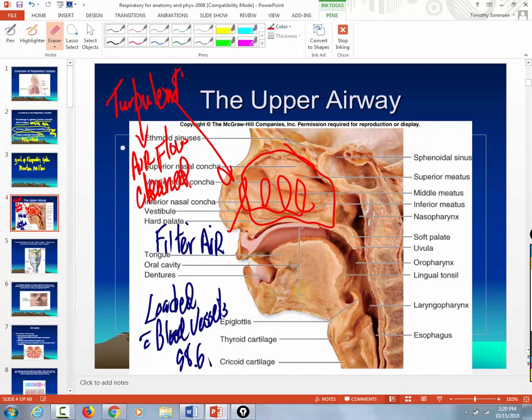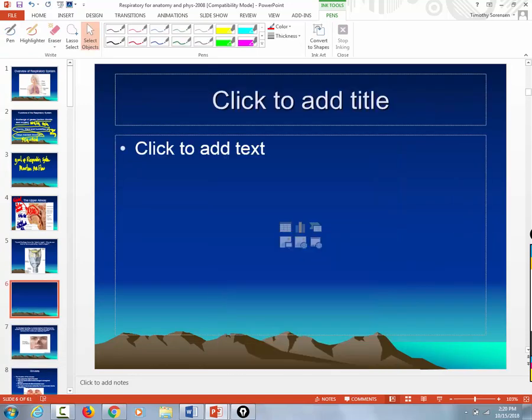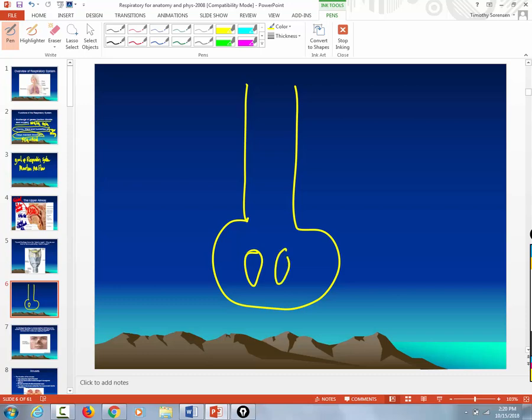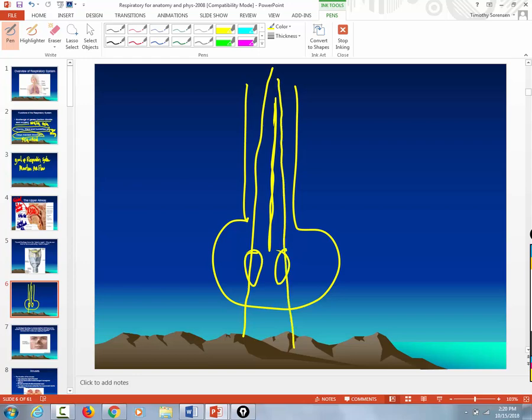Now, this is why we have a nasal septum. So if you look, here's a person's nose, right? And in between, they have a nasal septum. So when you suck air in, air is going to go in this nostril and air is going to go in this nostril. And when it hits the nasal cavity, it's going to cause it to become turbulent. And that turbulent airflow allows it to be cleaned. All right?